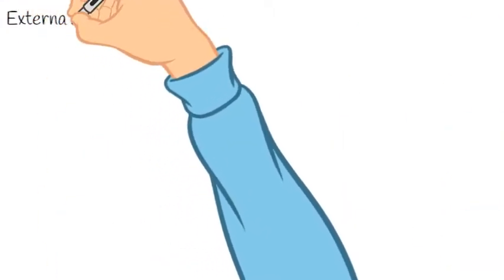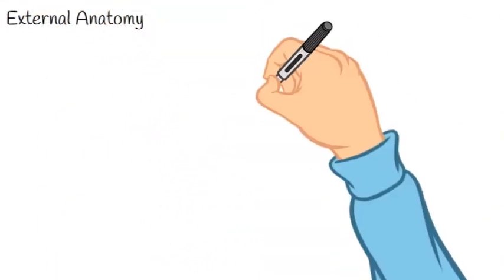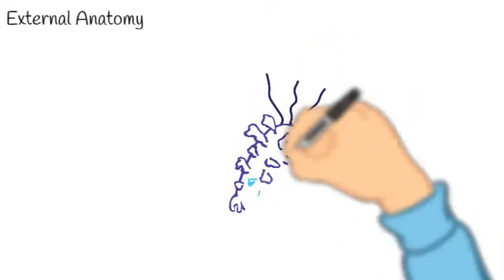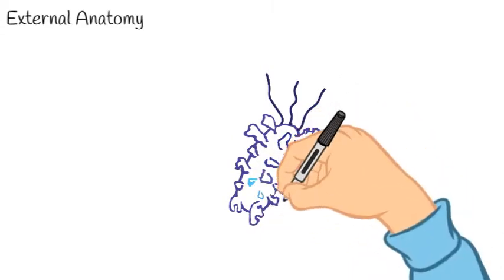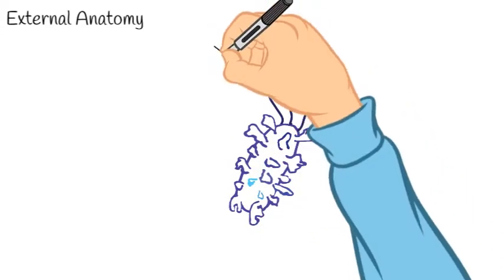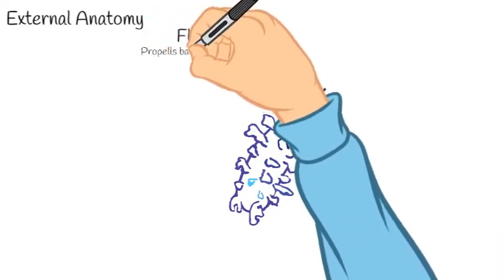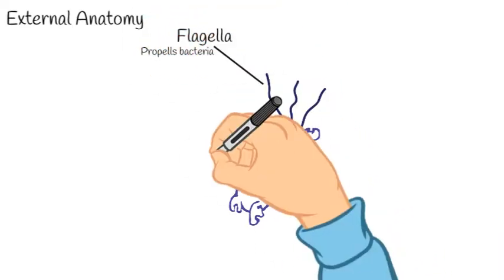Next, we have the external anatomy of the bacteria. This bacteria has long appendages on its backside, which are called flagella. These flagellum allow the bacteria to move in whatever fluid it is in, whether it be your stomach acid or pond water. They also have several hair-like appendages protruding out of its body.